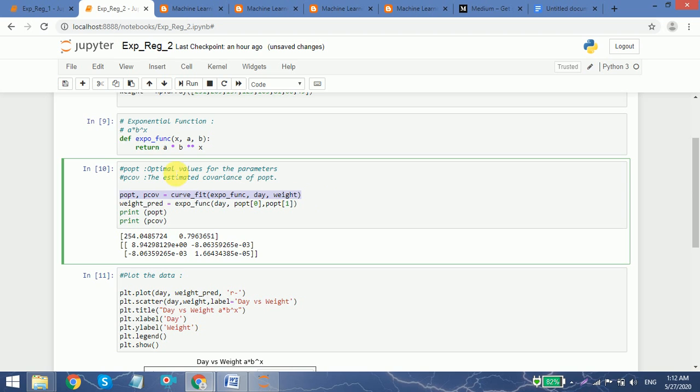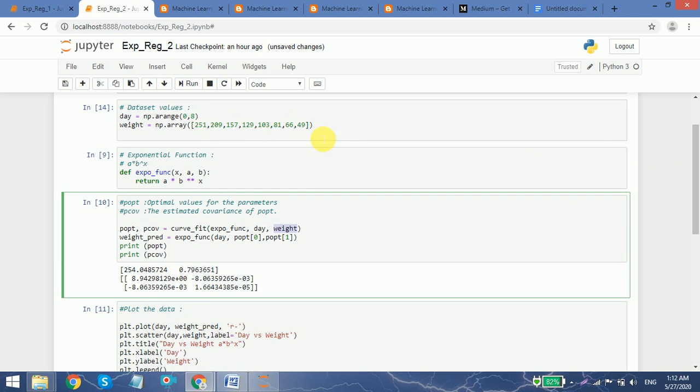Here POPT stores the optimal value of our parameters, and PCOV is the estimated covariance of POPT. The covariance is nothing but the interrelationship between the variables. So how do we find the value of our optimal parameters? This is the function for that, curve fit, and it takes 3 minimum parameters. The first one is the function that we want to apply, so this is our exponential function, and the data it requires, that is the day and weight. That was our data set here.